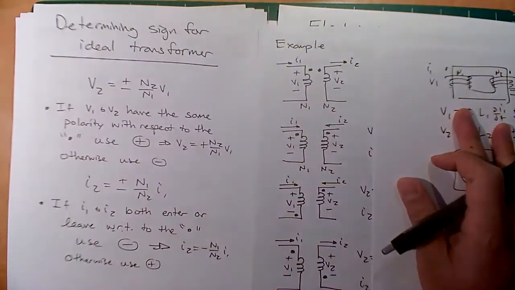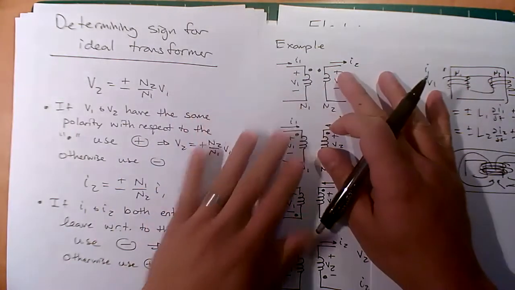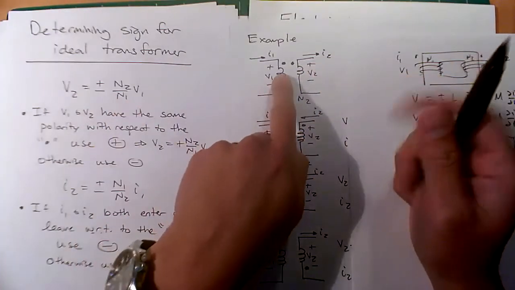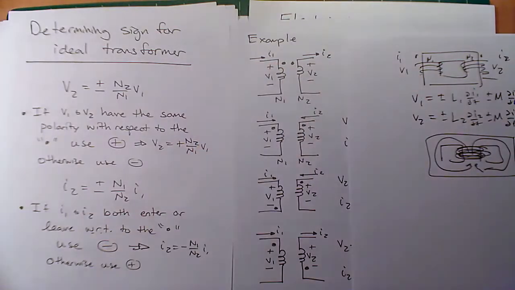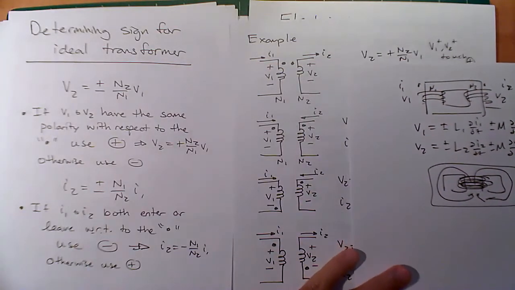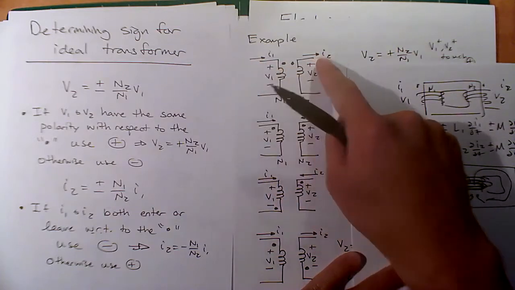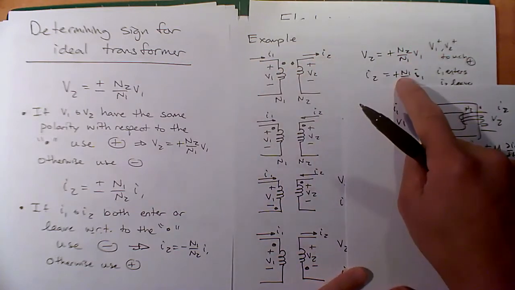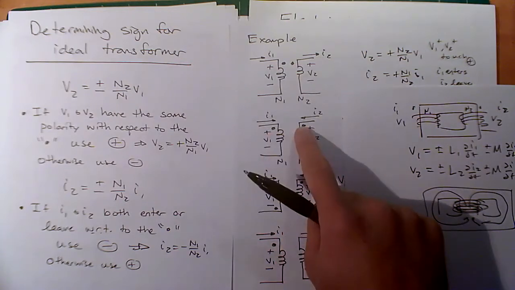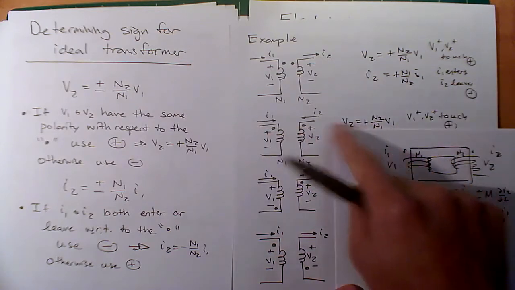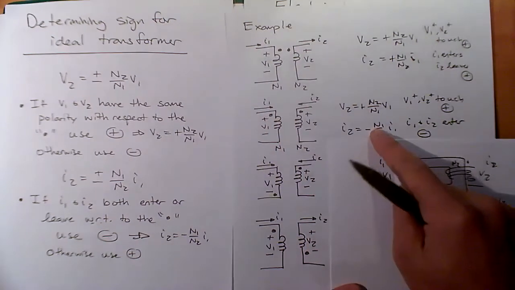So if we look at this example, we have our dots. We don't know what the windings are, but it doesn't matter. We look at the dots and go, okay, in this case, both V1 and V2 are touching their dots in terms of the positive polarity. So that must be positive for V1 and V2. Great. I1 is entering the dot and I2 is leaving the dot. Positive as well. Good. Okay, let's look at this one. V1 and V2, both positive touching. That means it's positive. Bang. I1 and I2 are entering their dots. That means it's negative. Good.